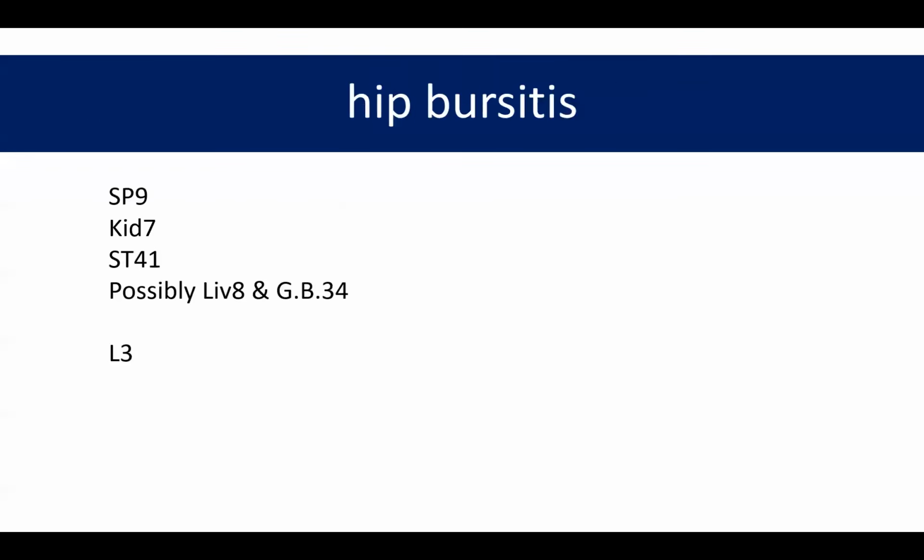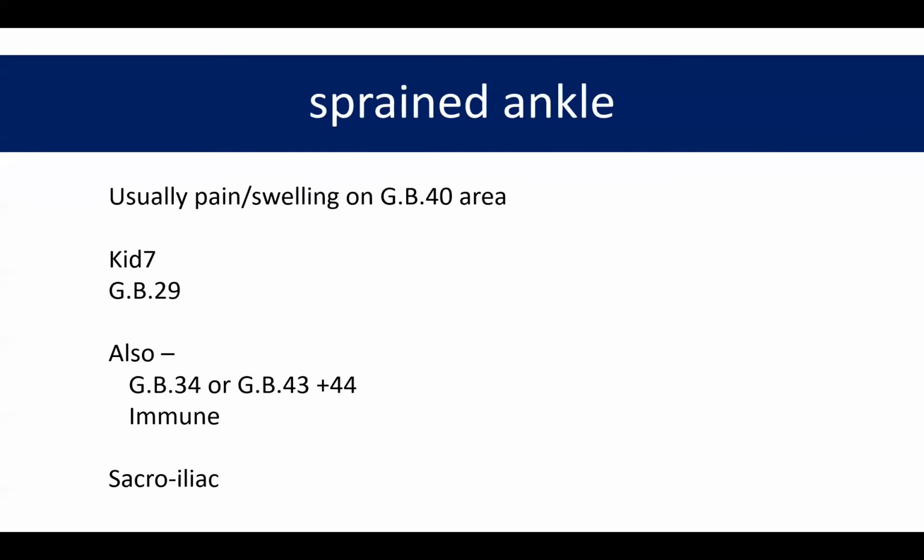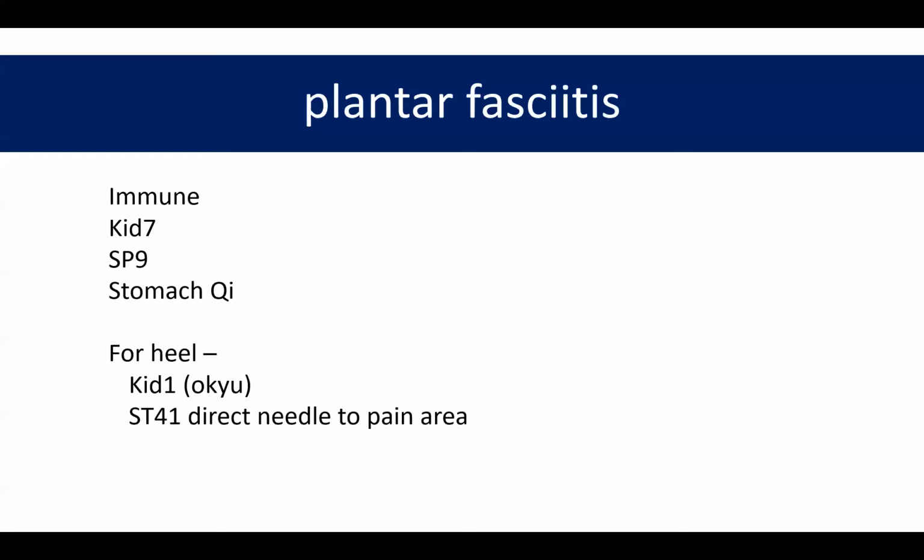Okay. Oops, I think I skipped a few. Oh, wait. Okay, here we are. Plantar fasciitis is immune point, kidney 7, spleen 9, and stomach chi. That's the best things I have for plantar fasciitis.